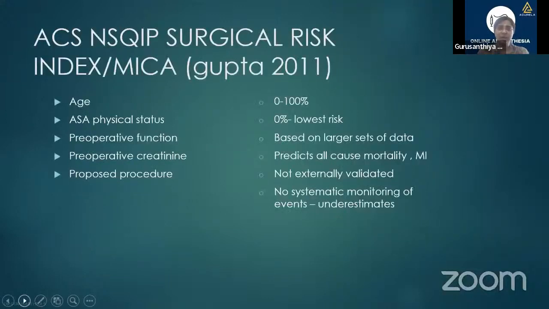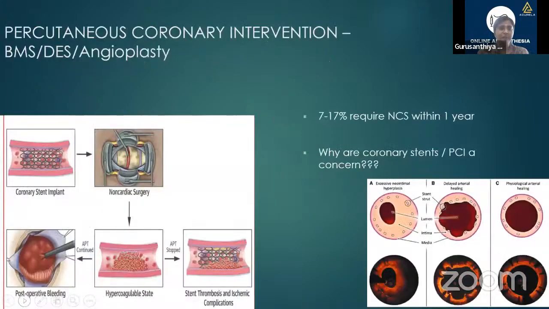Coming on to the ACS NSQIP surgical risk index, MICA is the myocardial infarction and cardiac arrest scale. This includes a 5-point scale, which includes age, ASA physical status, preoperative function, preoperative creatinine, and the proposed procedure. It is a percentage scale from 0 to 100. 0 is lowest risk and 100 is the highest risk. This is based on a much larger set of data than RCRI, and it predicts all-cause mortality and MI within 30 days, and it is not externally validated. Postoperative troponins were not taken into consideration, and no systematic monitoring events were available. So it actually underestimates the risk compared to RCRI, and it is also suggested in AHA guidelines.